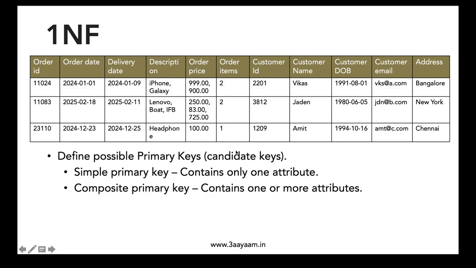So this is the first step, and we have established the fact that order ID is a possible primary key, or order ID is the candidate key. So that is the first step.